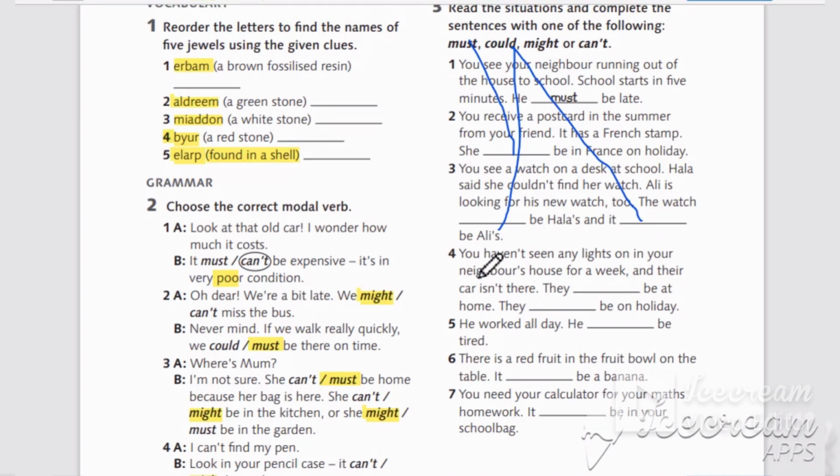Okay? You haven't seen any lights on your neighbor's house for a week and their car isn't there. They can't be. ممتاز. مستحيل انهم يكونوا في البيت لانه ما في اضاءة، سيارتهم مش موجودة. So they can't be home. They be on holiday. maybe طالعين إجازة. So they might be on holiday.